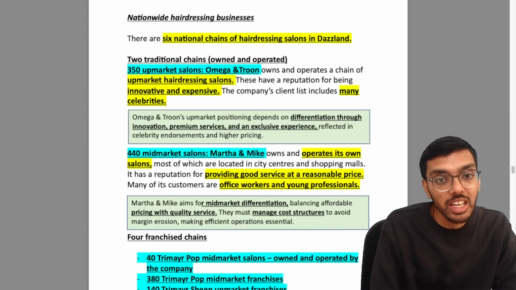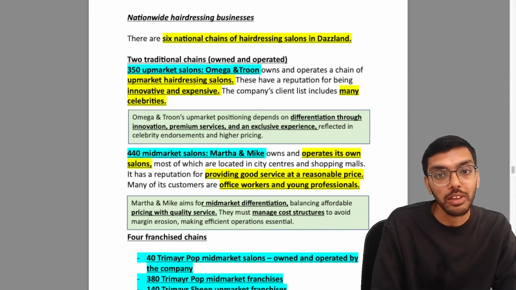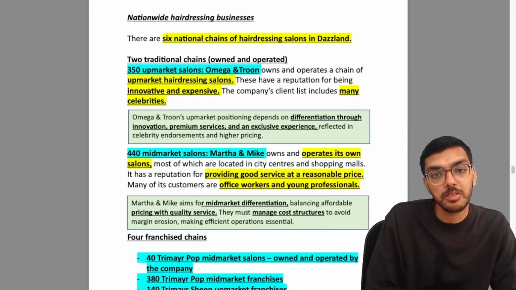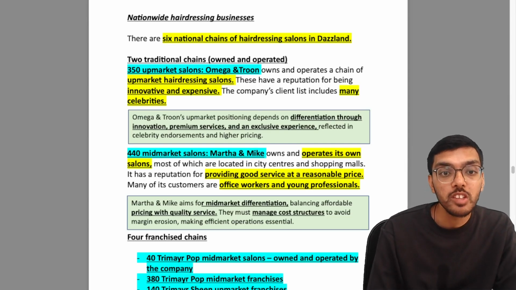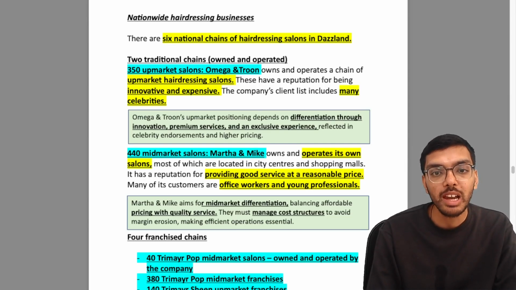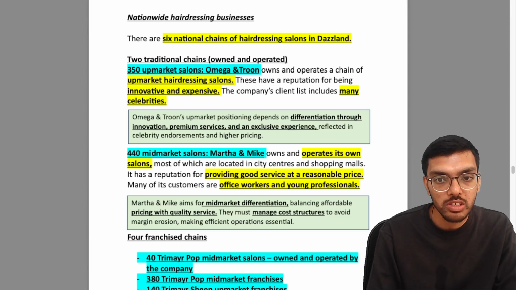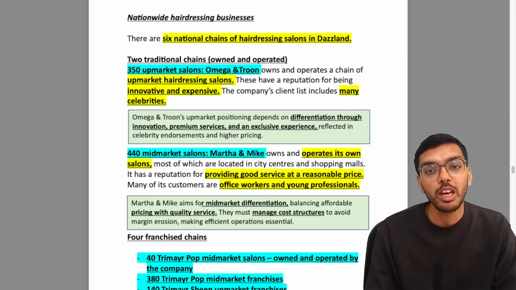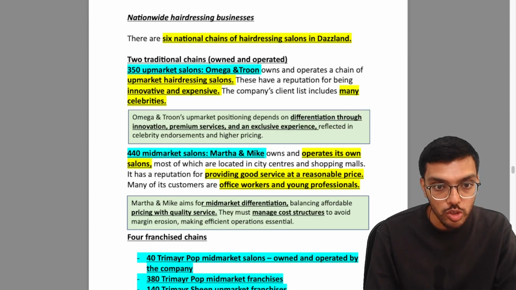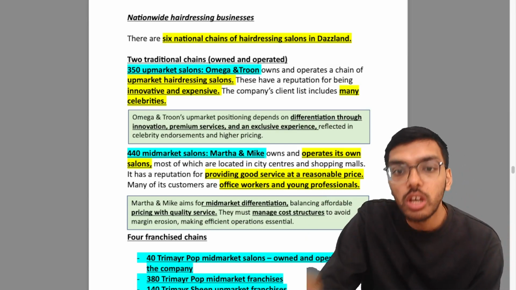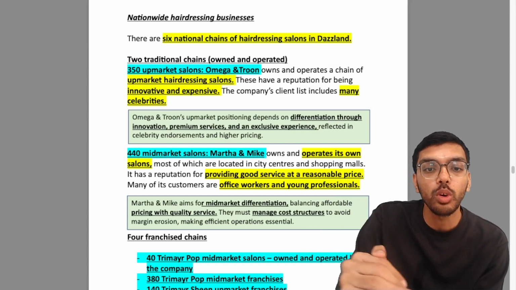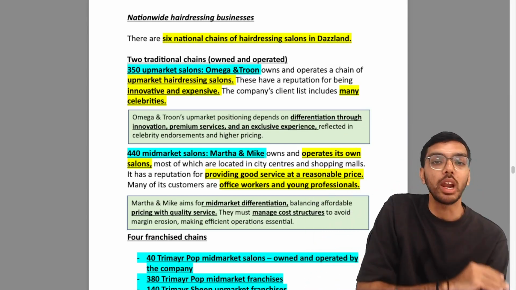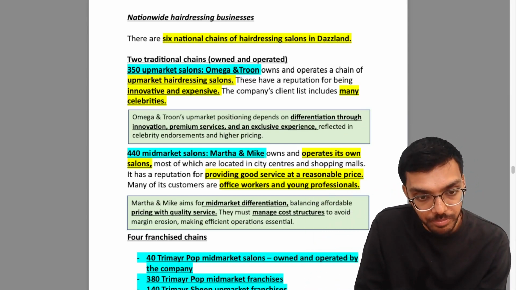The second chain is a mid-market chain, which is Martha and Mike. So top market is Omega and Troon. Mid-market is Martha and Mike. It owns and operates its own salons, most of which are located in city centers and shopping malls. They provide good service at a reasonable price. Many of its customers are office workers and young professionals. So again, their niche, their differentiation is focusing on mid-market and providing affordable and quality service.